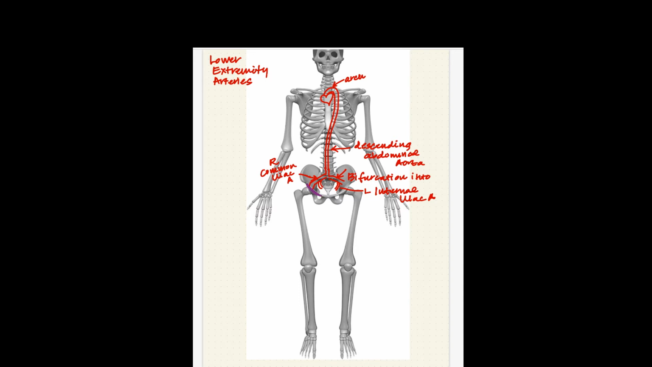The common iliac artery is going to continue after it sends off the left and right internal iliac arteries. It's going to continue as the external iliac artery until it travels underneath the inguinal ligament, which is pictured here in purple. So once the external iliac artery travels underneath the inguinal ligament, it's going to change names, and it's now going to become the femoral artery.